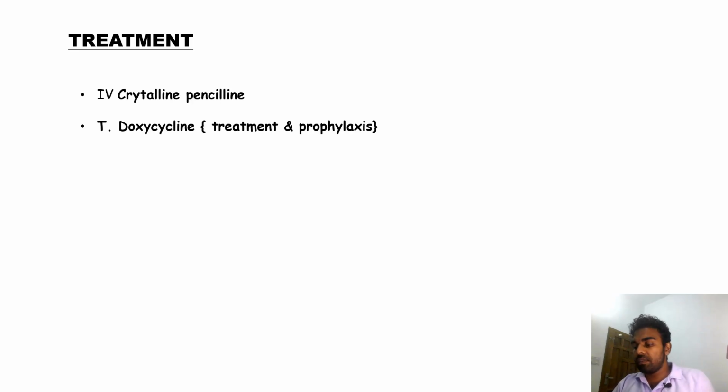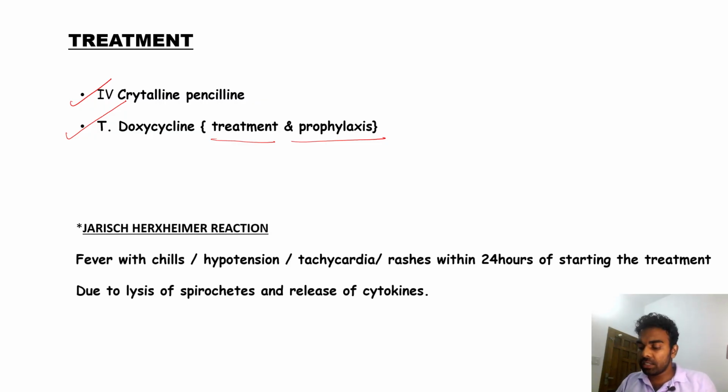So how do you treat a case of leptospirosis? When a case of leptospirosis comes to you, you have to give some medicines. What we normally give is IV crystalline penicillin for IV patients, and oral doxycycline, which can be used as both treatment and prophylaxis. While talking about treatment, there's a reaction I want to talk about. That is none other than the Jarisch-Herxheimer reaction. When we give treatment to the patient with leptospirosis, within 24 hours the patient will start having symptoms like fever, chills, hypotension, tachycardia, and rashes around the body.